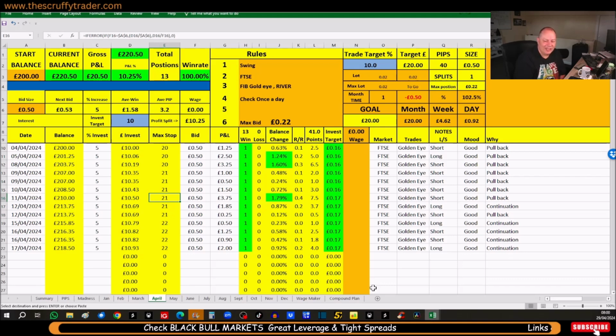Now, the problem with trading is it attracts a lot of morons who think that trading is Lambo land and you put 200 quid in an account and suddenly you're going to be mega rich.